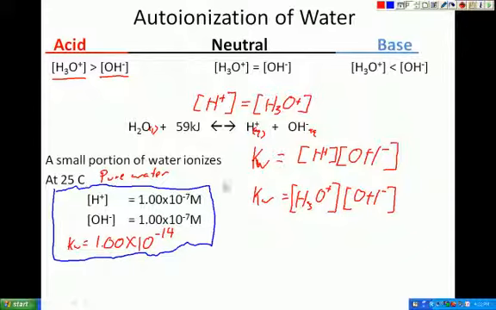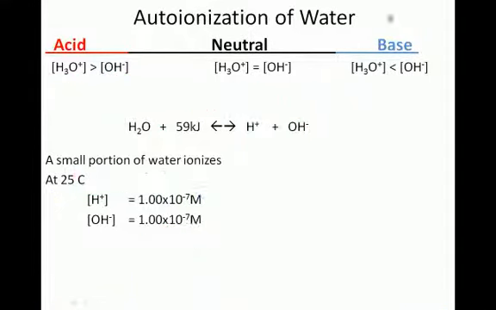Now, let's talk about some of these things right here. So make sure to write this number down, 1.00 times 10 to the minus 14. That is what your Kw equals at 25 degrees Celsius. Now let's talk about what happens if water is heated. Okay. So if water is heated, if you have water that is higher than 25 degrees, what is going to happen to your H plus?